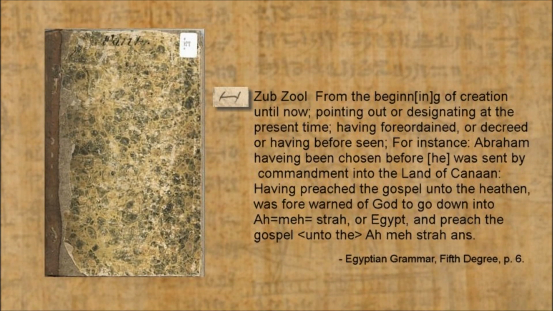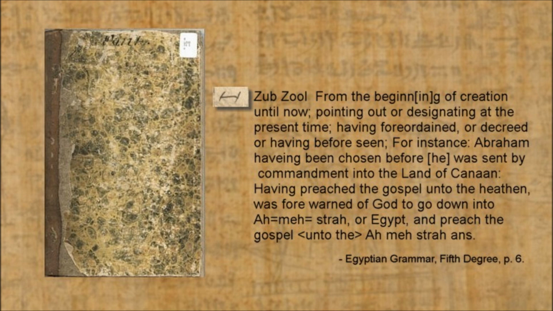Zub-Zul in the 5th degree provides an important insight into Joseph Smith's process during this early phase of translation. Zub-Zul, from the beginning of the creation until now, pointing out or designating at the present time, having foreordained or decreed, or having before seen. For instance, Abraham having been chosen before he was sent by commandment, into the land of Canaan, having preached the gospel unto the heathen, was forewarned of God to go down into Almestra, or Egypt, and preach the gospel unto the Almestraans.